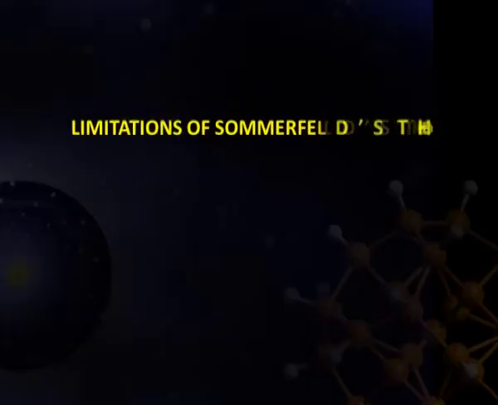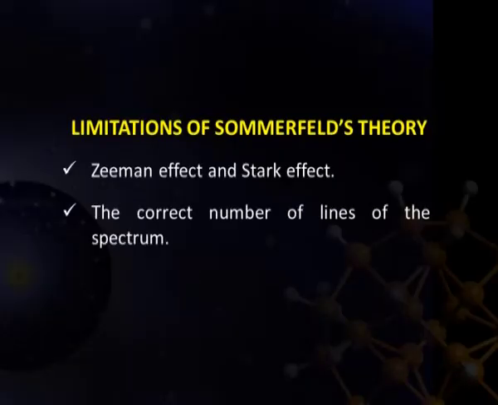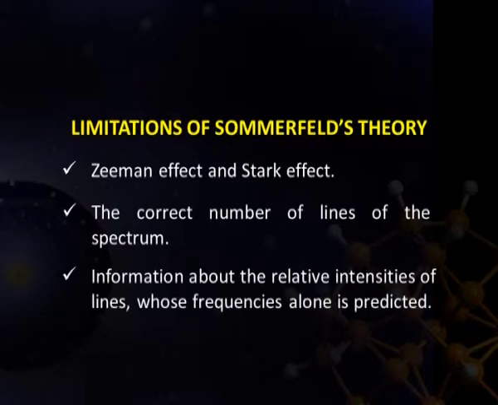There are limitations of Sommerfeld's theory. Although Sommerfeld's elliptical orbits explain the fine structure of the spectra of hydrogen, helium, lithium, etc., even then this theory fails to explain the Zeeman effect and Stark effect, the correct number of the lines of the spectrum, and information about the relative intensities of the lines, whose frequencies alone are predicted.